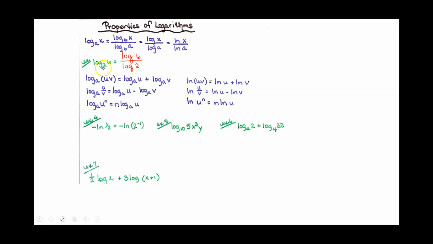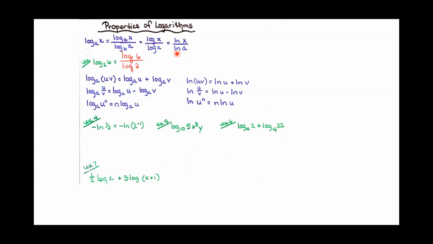So if you're asked to find something like the log base 2, you don't have a button on your calculator for that. So what I need to do is change my base to one of the logarithms that I do have a button for. This is the log base 10 and this is the log base e. The way I do that is with the change of base formula.